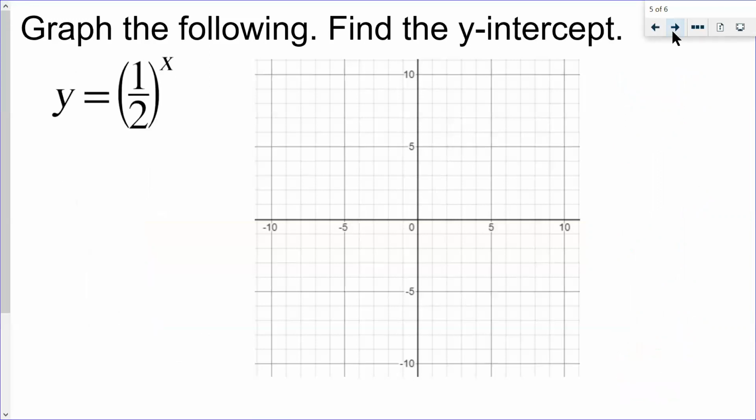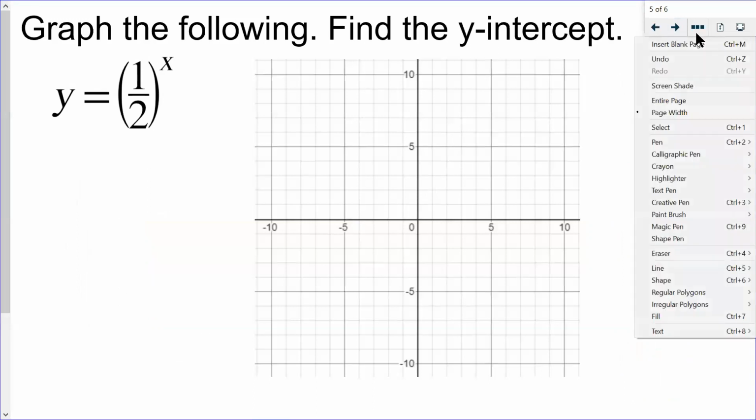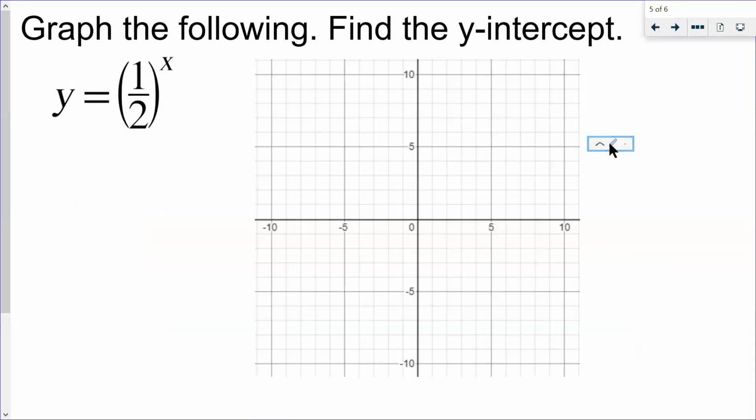All right, let's go to this next graph. Graph the following and find the y-intercept. What if we have y equals 1/2 to the power of x? I'm sitting there going, how do I graph this? Well, let's start with our xy table. So I'm going to get my wonderful pen here, and I'm going to draw my xy table here.